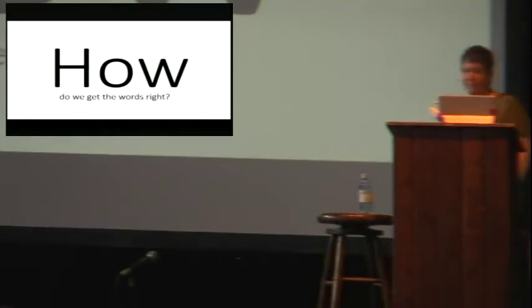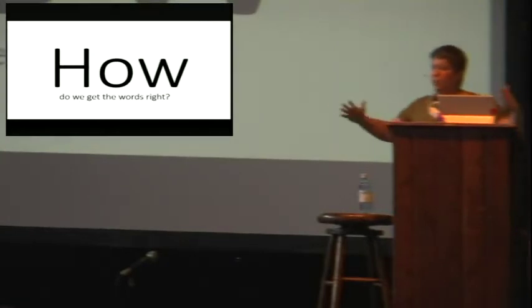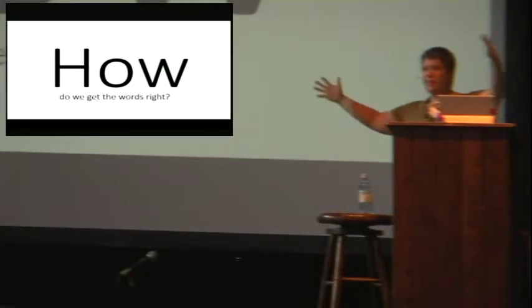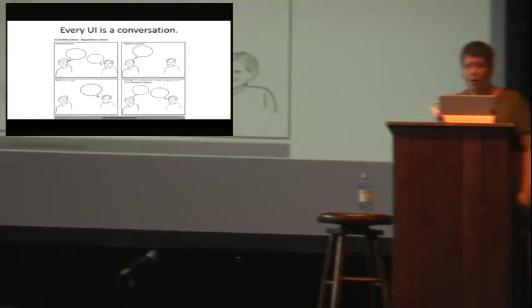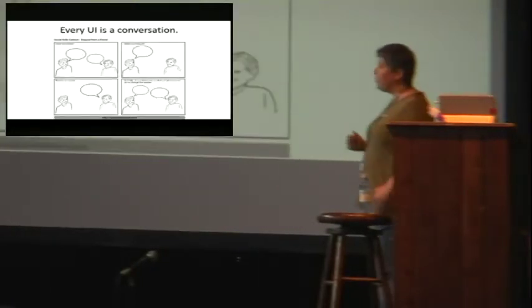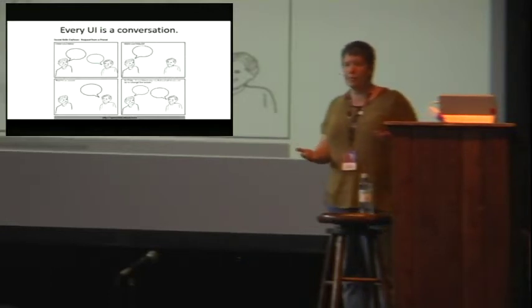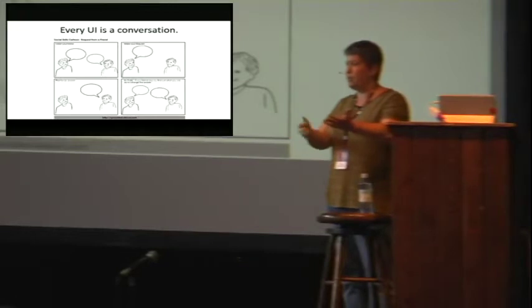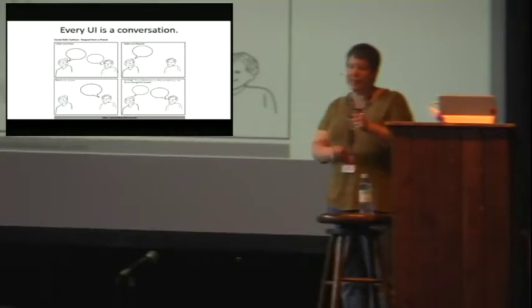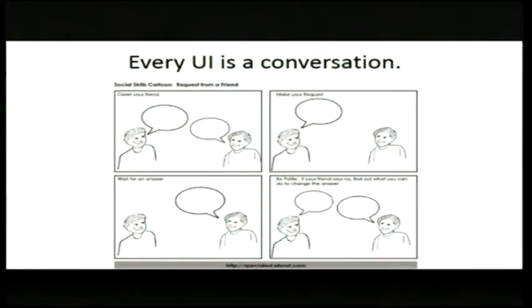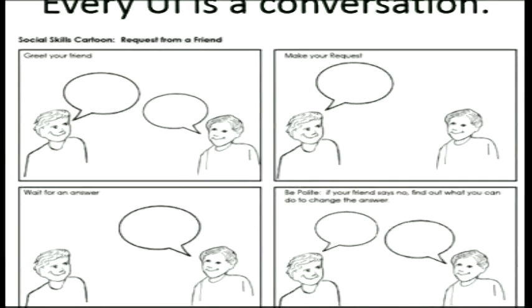So, how do we get the words right? Let me start really big, very philosophically. Every UI is a conversation. The interaction of your customer with the thing, whether they're pressing a button or clicking a link or filling in text in a field, they are talking to your product. Every piece of text on the screen is them talking.